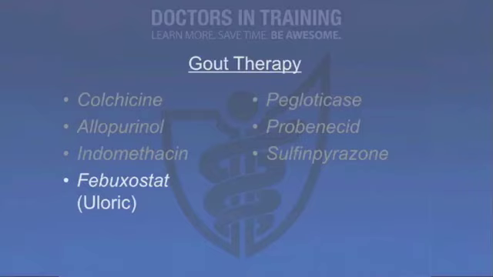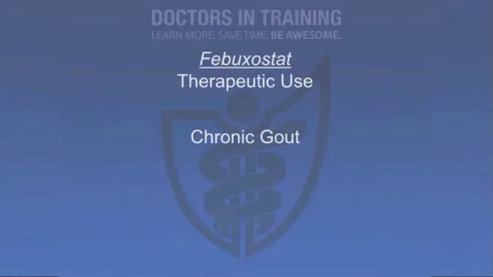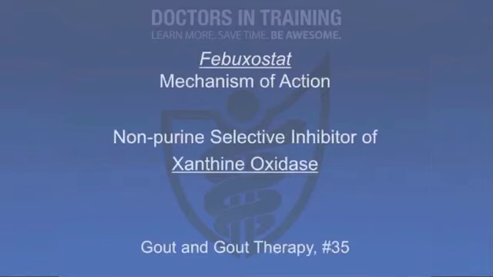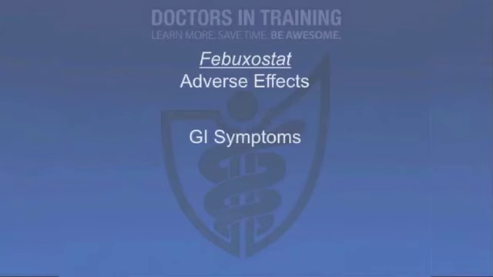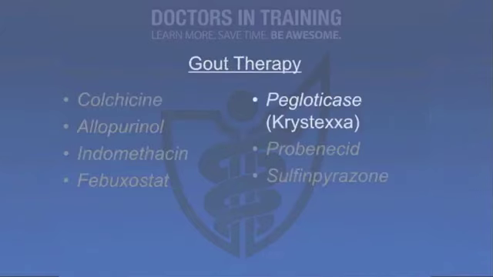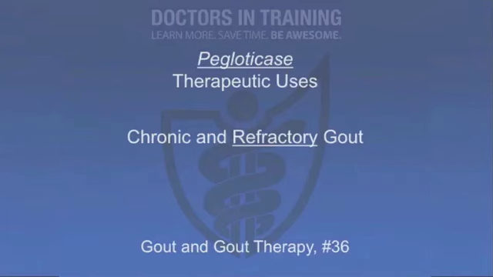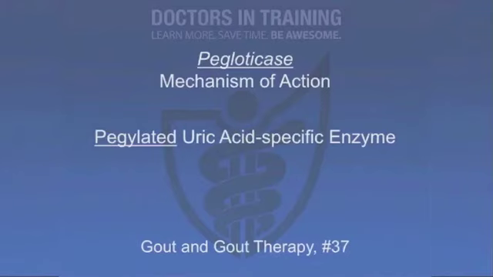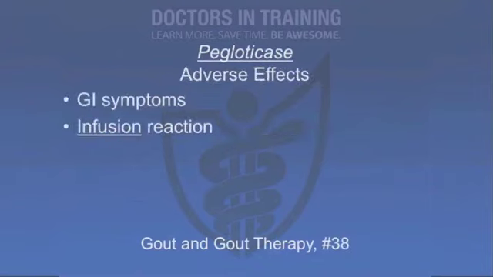The next drug is febuxostat. This one was actually recently approved by the FDA for treatment of chronic gout. So it's a non-purine selective inhibitor of xanthine oxidase. And some of the side effects are just basically GI related. Pegloticase is also another drug that we're using to treat chronic refractory gout. This one actually got FDA approval back in September of 2010. So it's a pegylated uric acid specific enzyme. And some of the adverse effects that can be associated with this one are GI symptoms and infusion reaction.